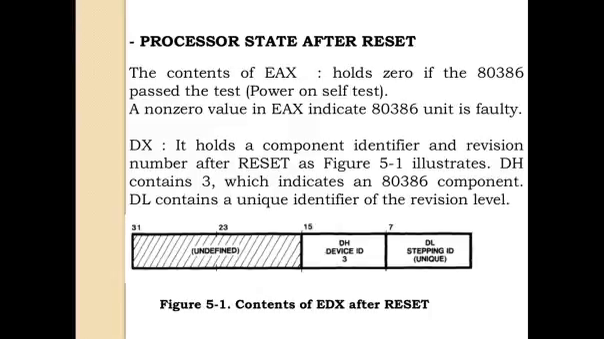So the diagram shows the 32-bit register EDX. The upper 16 bits are undefined. In the lower 16 bits, the lower 8 bits are DL, which contains the unique identifier, and the upper byte DH contains the device ID, which is 3.